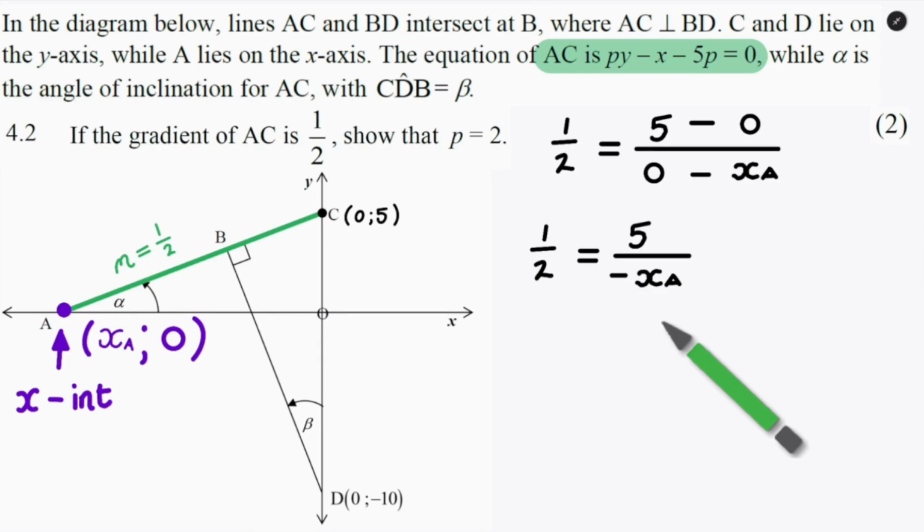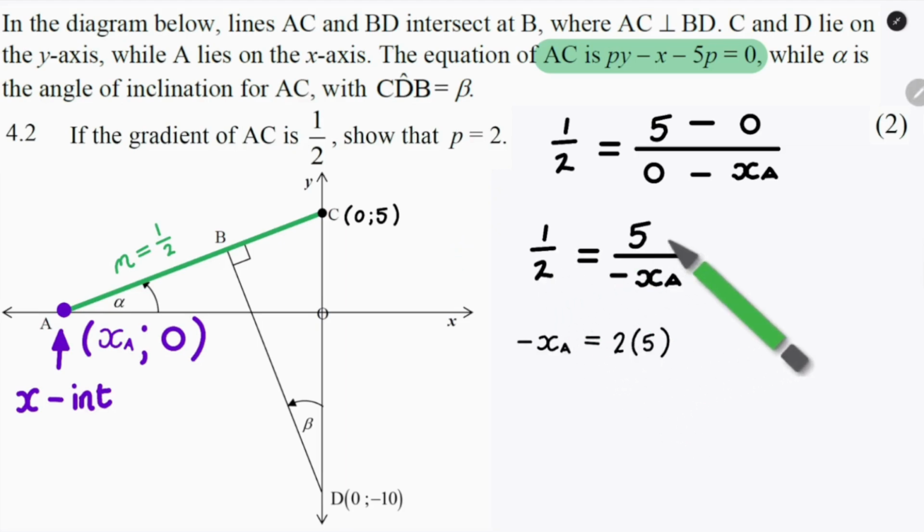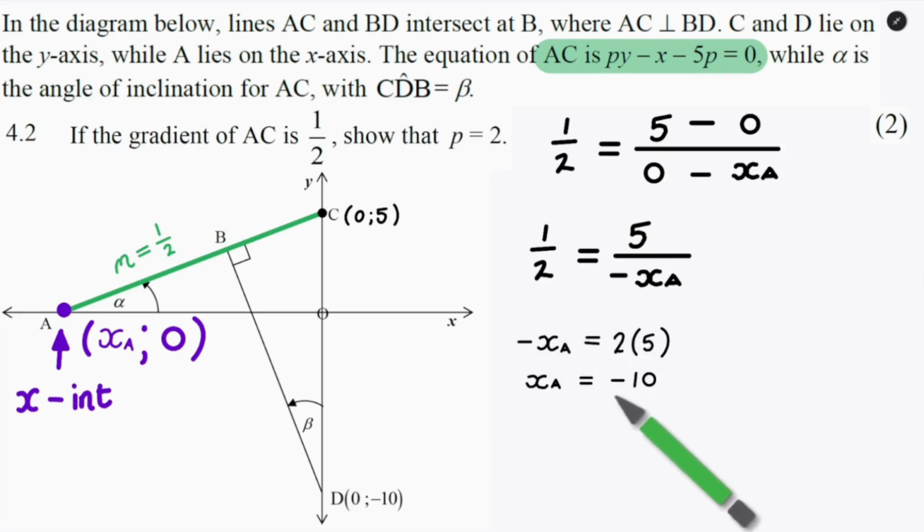And now I just need to cross multiply to get rid of the fraction. So minus xA times 1 is minus xA. And 2 times 5 will give me 10. And then this negative, I transfer it to the other side. I basically divide both sides by negative to get rid of it. And now we know that the coordinates of A is minus 10 and 0.